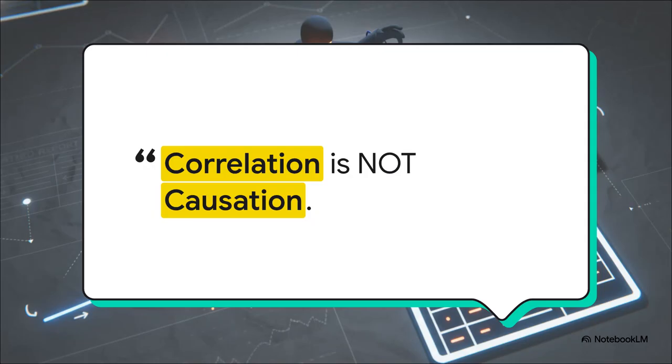And this brings us to the golden rule, the master-level principle that separates the amateurs from the expert investigators. You have to burn this into your brain. Correlation is not causation. Just because two things move together does not, and I repeat, does not mean one causes the other. This is probably the most important warning in all of data analysis.